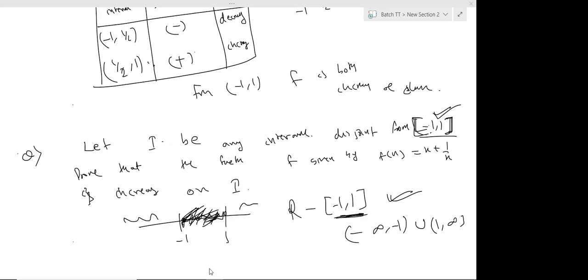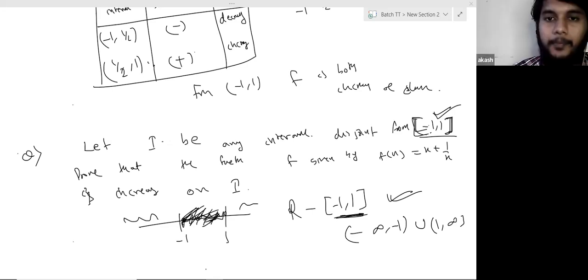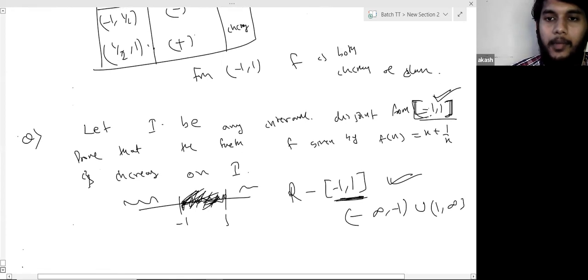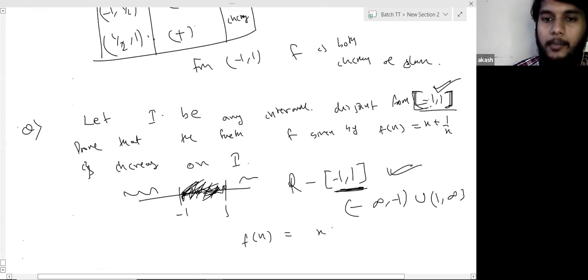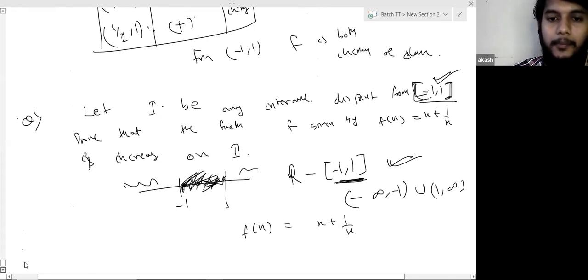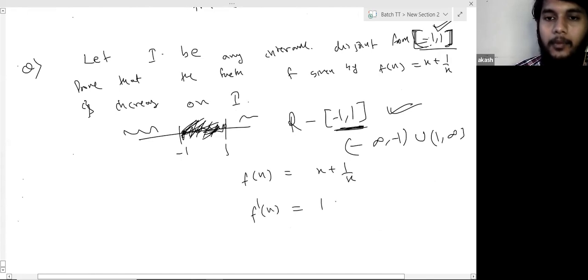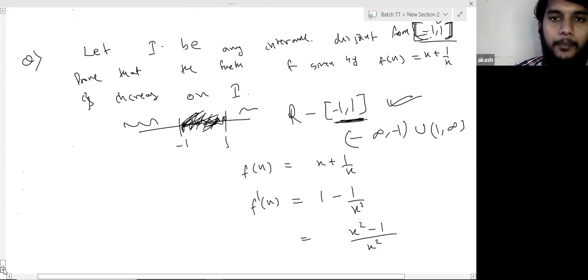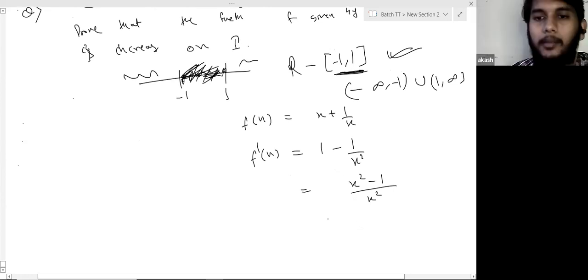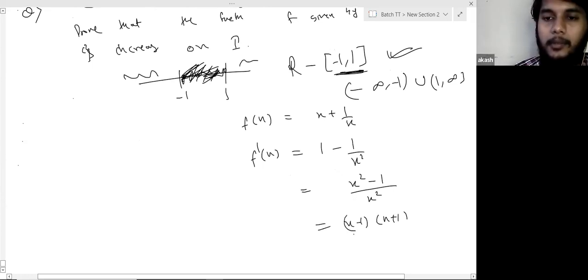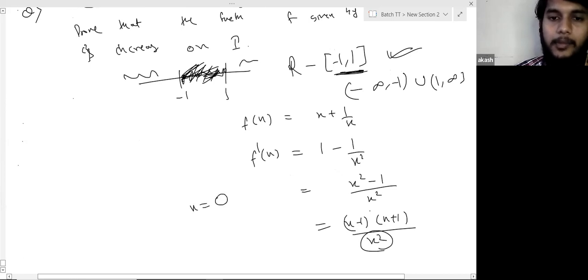So if I get x as 1, then how do I find the intervals? Let's see. We have f of x as x plus 1 upon x, so f dash x will be 1 minus 1 upon x square. We can take LCM, so this will be x square minus 1 upon x square. Here we can factorize this as x minus 1, x plus 1. This is x square, so from here the critical point is 0. From this, x is 1. From this, x is minus 1.